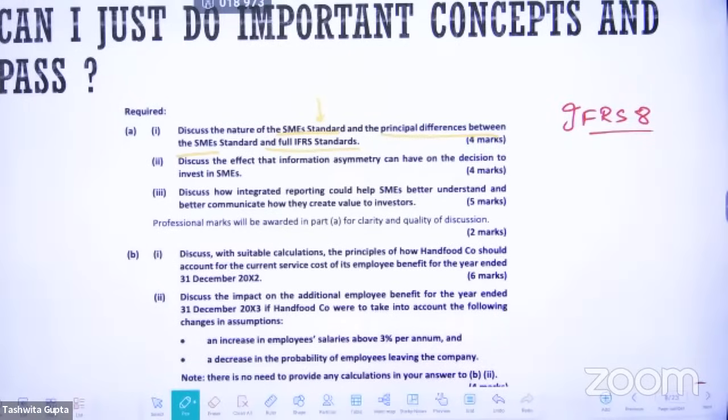What standard do we have in SME? Come on, chat box. IFRS 1, small standard. IFRS 5. Really? Small and medium-sized entities. Which standard is that? Homework. Check yourself. Which standard is this?